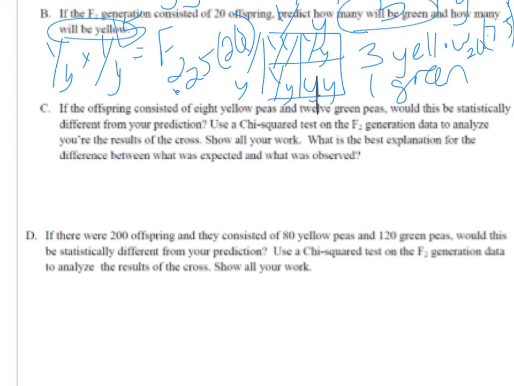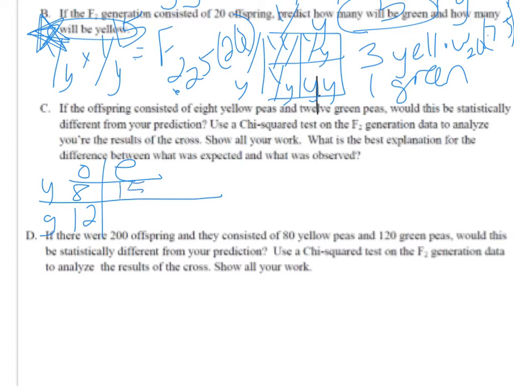Okay, so I set my chi-square up in the same way, right? I observed and I expected. So I observed yellow and I observed green. So I observed 8 yellow. I observed 12 green. I expected, and I calculated that up here in section B, right? I used my Punnett square and I calculated that. So I expected to see 15 yellow ones, and I expected to see 5 green ones.